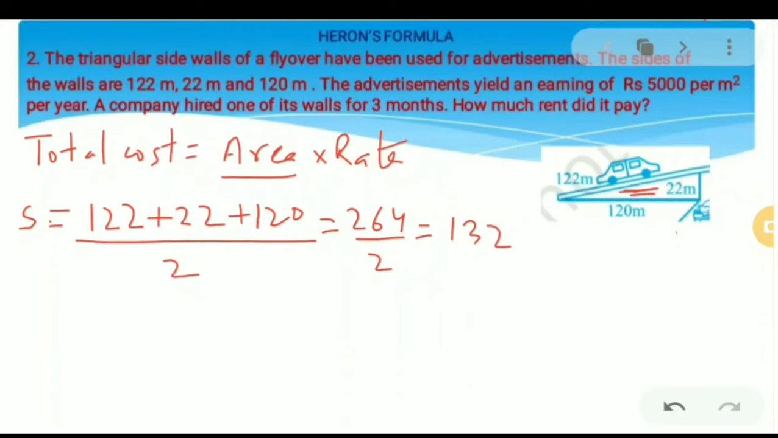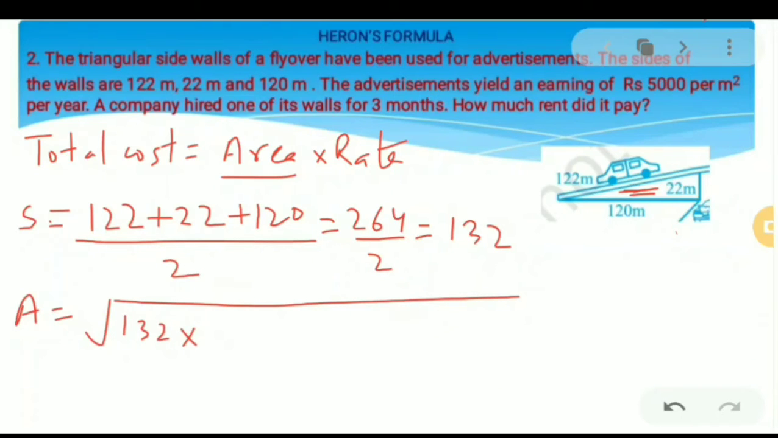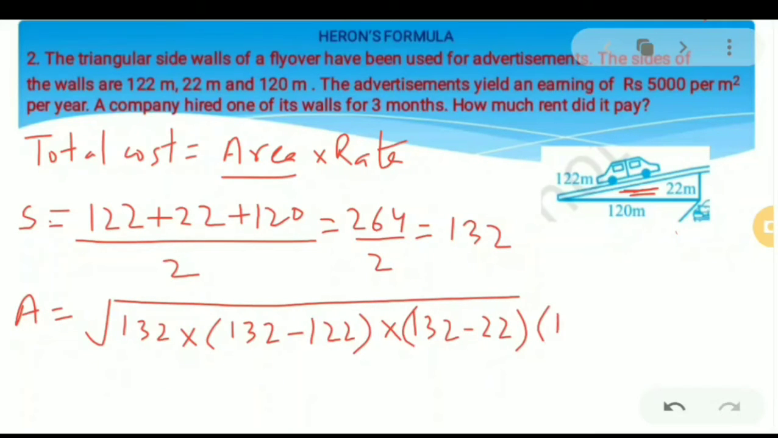So this is the semi perimeter of this triangle. Now we can apply Heron's formula for finding its area. It will be under root S, which is 132, S minus A, so 132 minus 122, S minus B, so we can write 132 minus 22, S minus C, so we can write 132 minus 120.